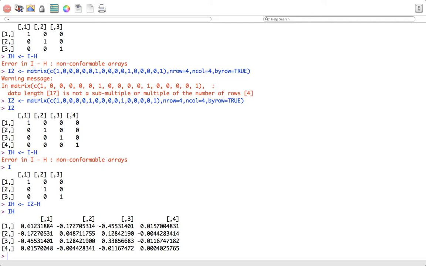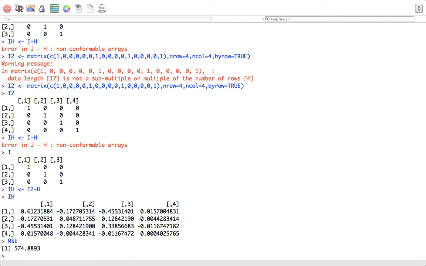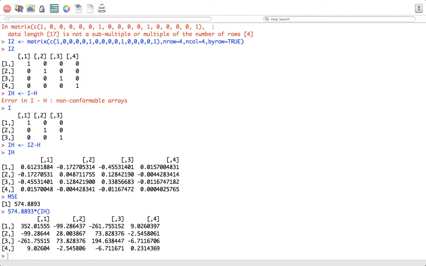Okay, so I need to take the mean square error. This is where I'm going to run into problems. Yeah, so I'm going to have to take 574.8893 times IH. All right, okay, now we finally got it.